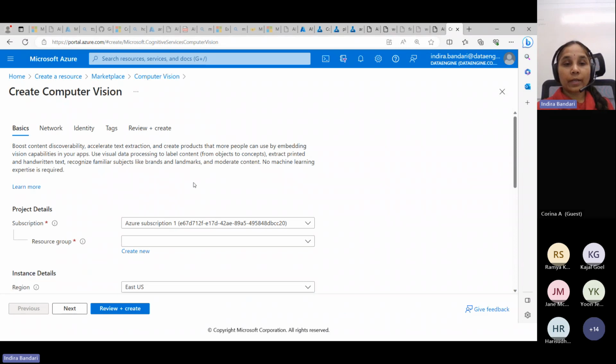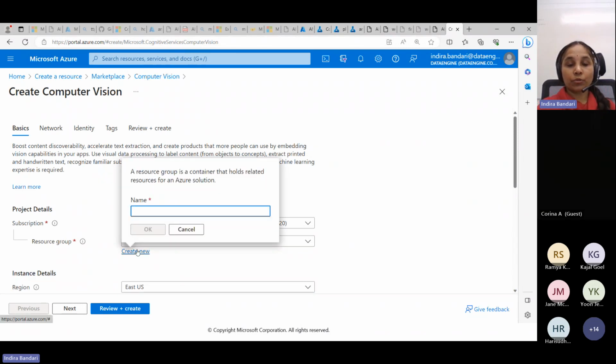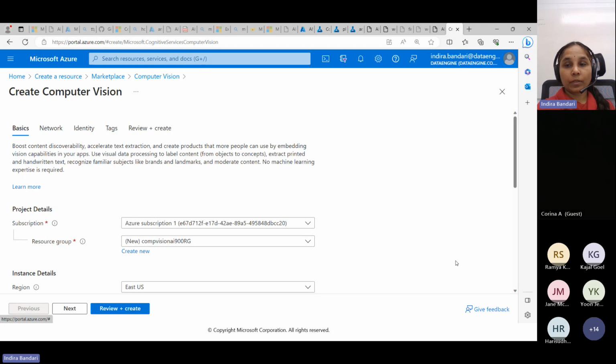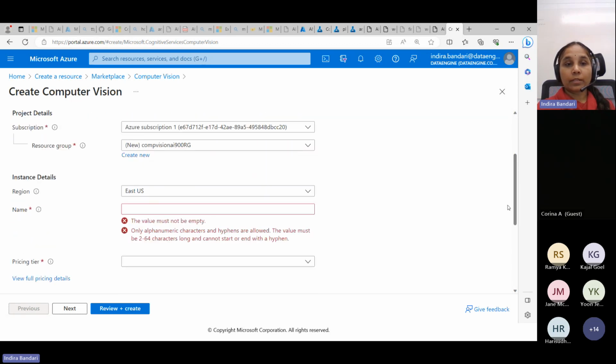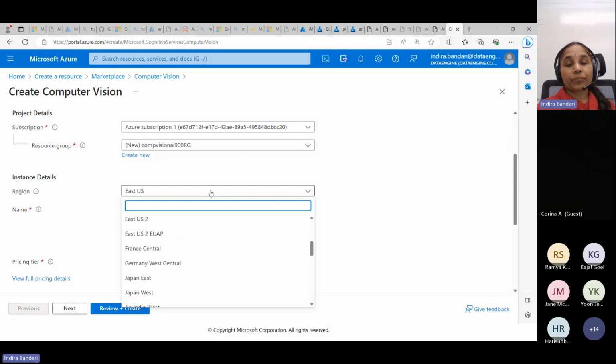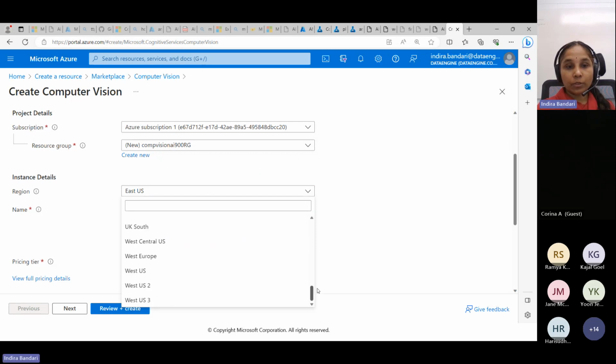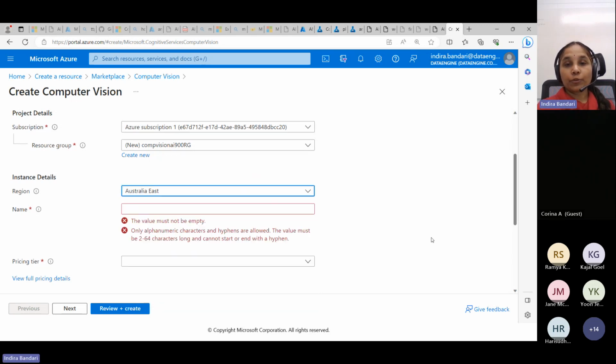So click on create again. I recommend you use a new resource group, Comp Vision AI900 RG. That's my resource group name, and it is indicating that it's new. And the region for UK. Stefan, what are you using for your region? UK South, maybe. Yeah. And I'm going to use Australia East, and Siri, you need to use Central India West.